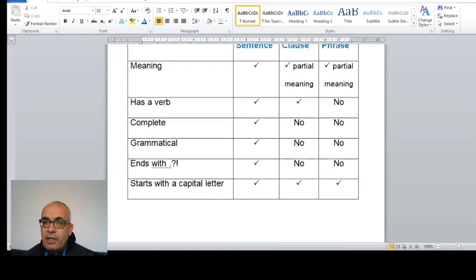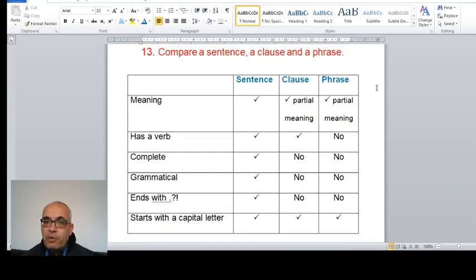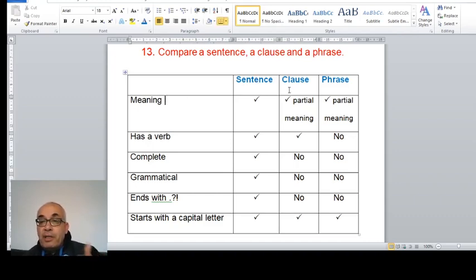If you come back to the table, this will help you to remember the difference between a sentence, a clause and a phrase. Now the meaning: the sentence gives a full meaning, but a clause gives partial meaning, not a lot. The meaning is not complete. And the same, the phrase gives partial meaning. Does a sentence have a verb? Yes, all the time a sentence must have a verb. No verb, no sentence. The clause has a verb, but as I say, it's not complete. The phrase has no verb.